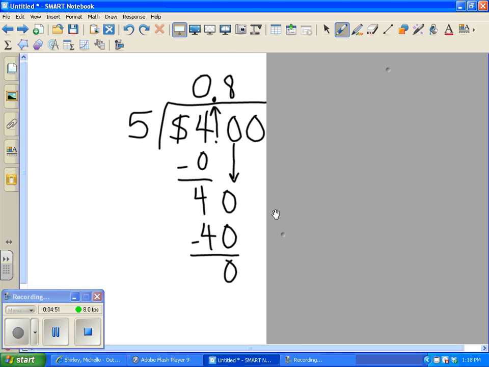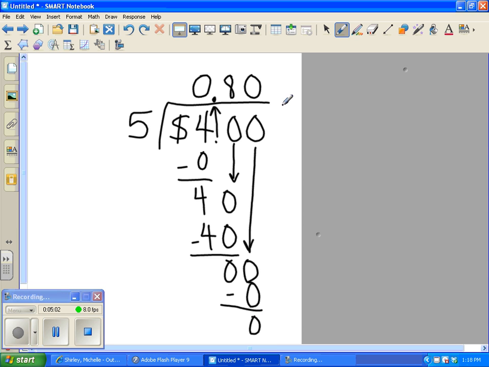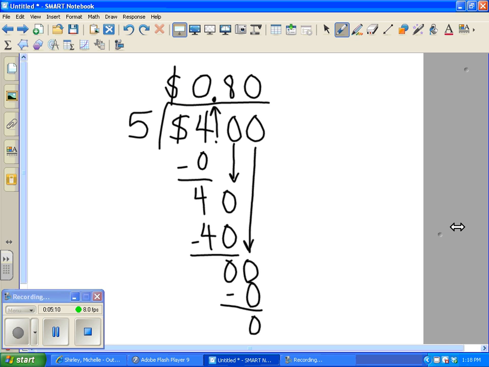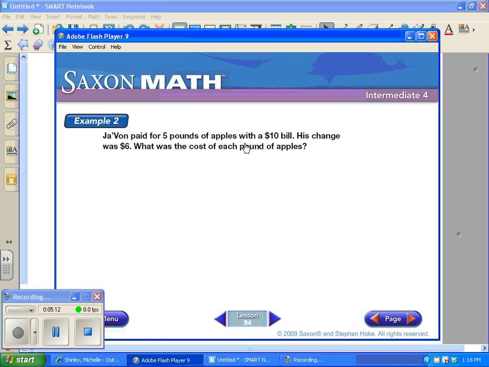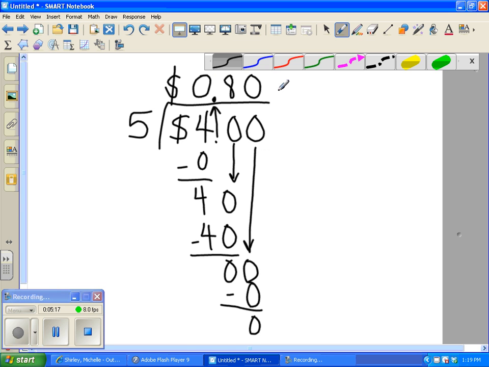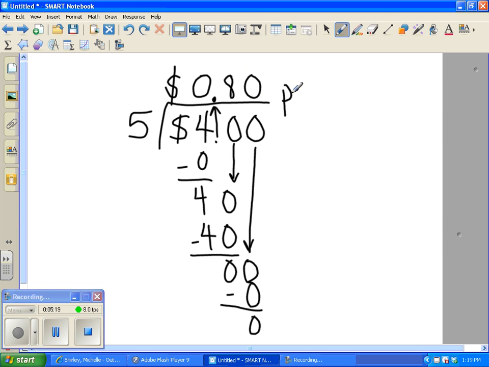Subtract, bring down. How many groups of 5 can I get out of 0? 0, because 0 times 5 is 0. I subtract. And look, there's nothing left to bring down. My answer is on top. I just need to add a dollar sign. And so the answer to the question, what was the cost of each pound of apples? The answer is they were 80 cents per pound. Okay, not so bad.